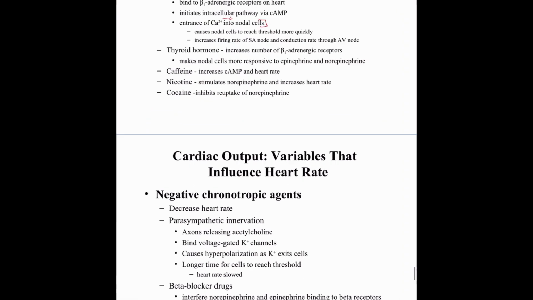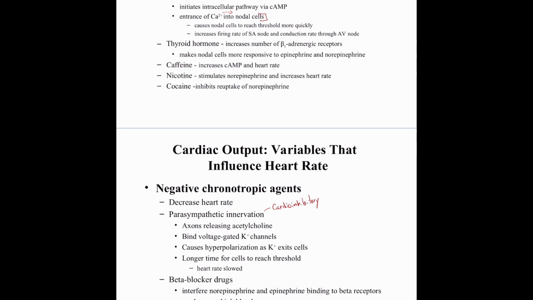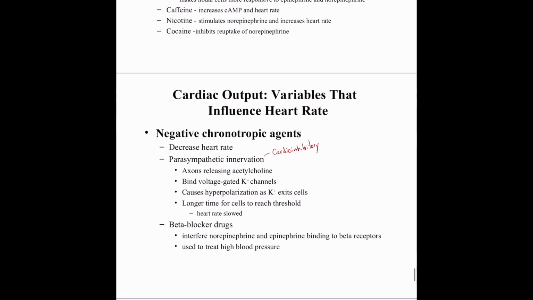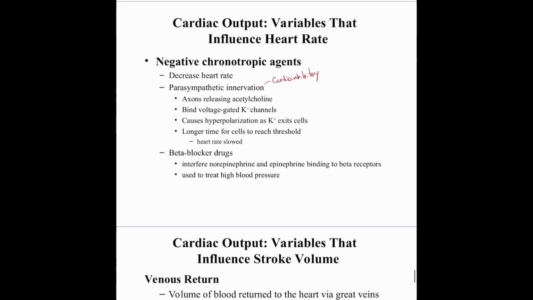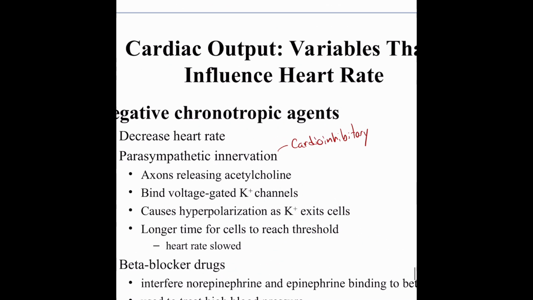Chronotropic agents are factors that change your heart rate. Positive chronotropic agents increase heart rate, right? So again, make note of that. If you're increasing heart rate, that's cardioacceleratory, and that would be your sympathetic nervous system, right? So make note of that. I don't believe you need to know all of this.